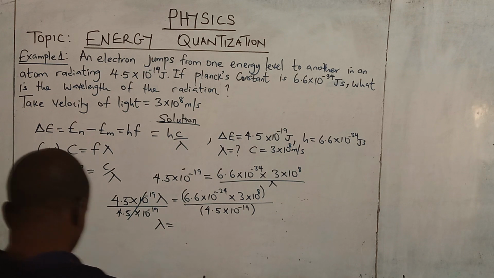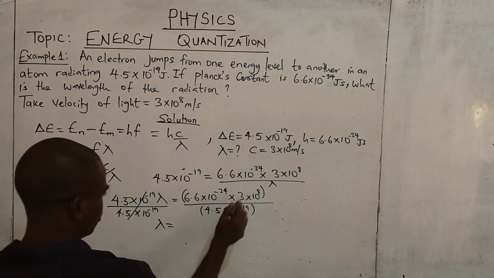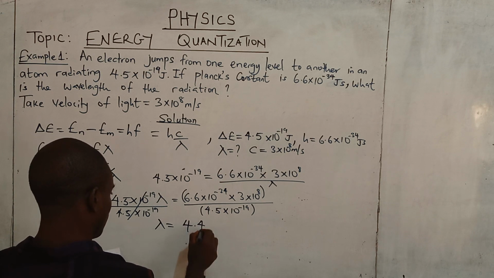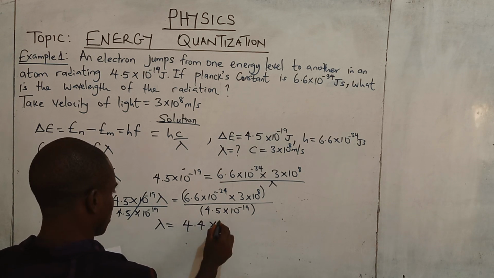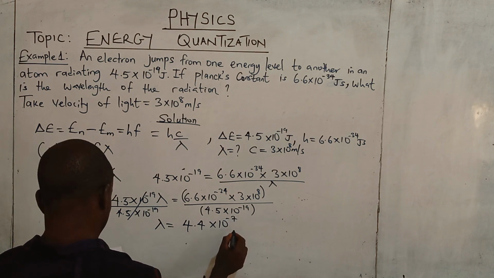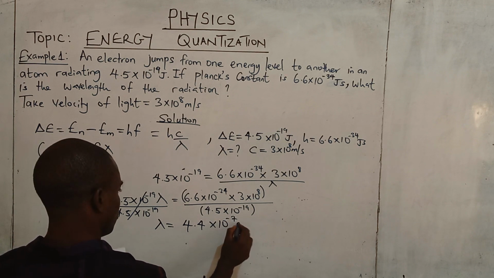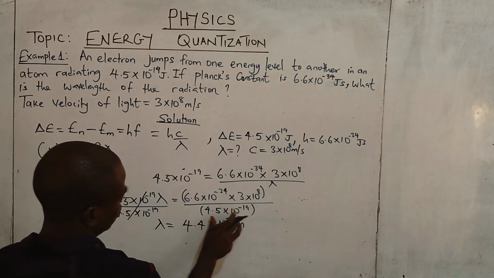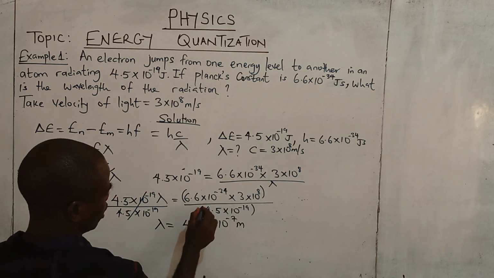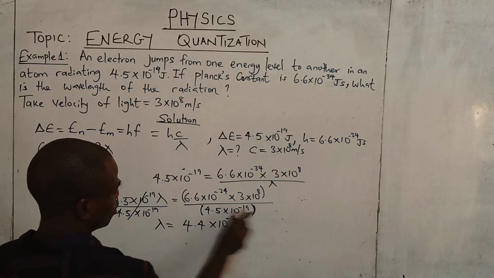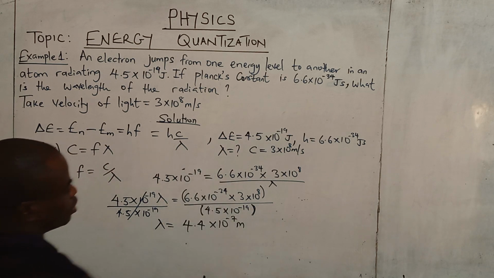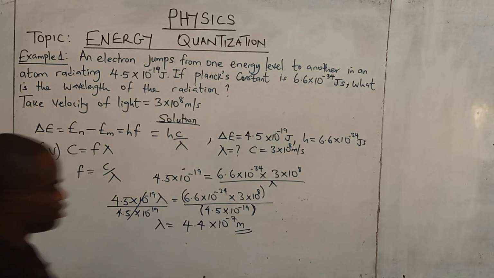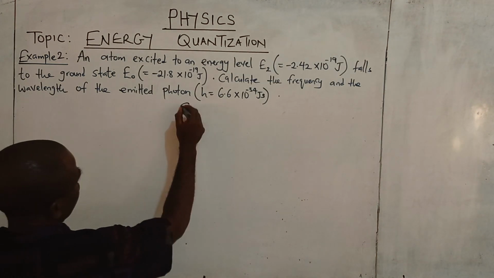Now, final answer, when you divide it, you have 4.4 times 10 to the power minus 7 meters. Multiply the above, write the answer, divide it. When you are dividing, put brackets. Put this one inside bracket so that it goes along with the upper one at the numerator. It is meters. Write the parameters.